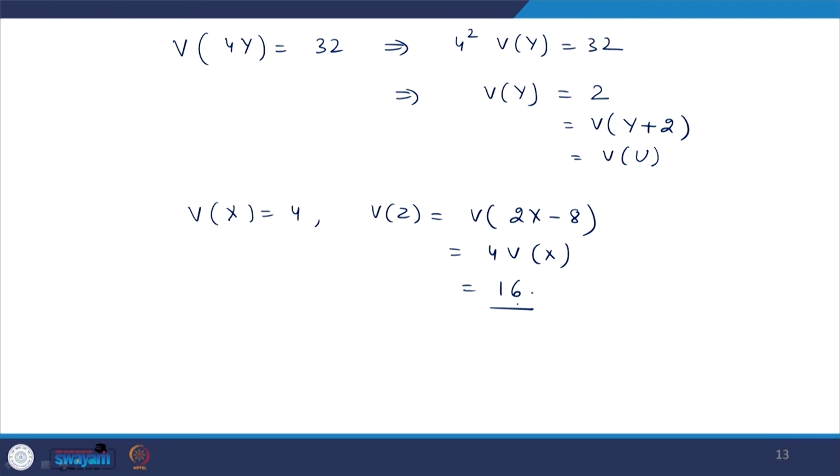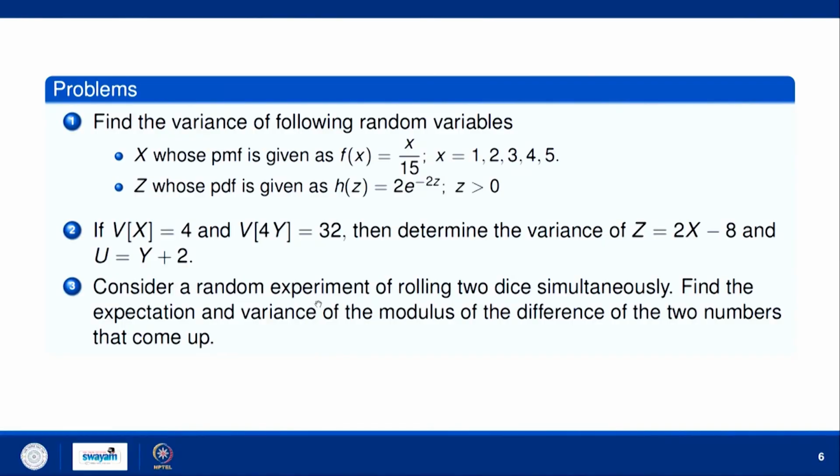So, using the simple property of variance, we can find out these two values. Let us solve one more problem based on this. Consider a random experiment of rolling 2 dice simultaneously, and you want to find out the expectation and variance of the modulus of the difference of the 2 numbers that come up.